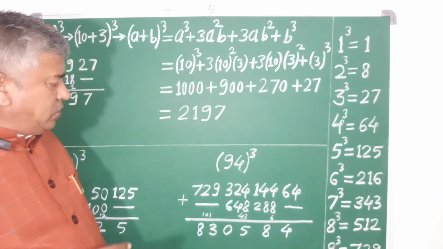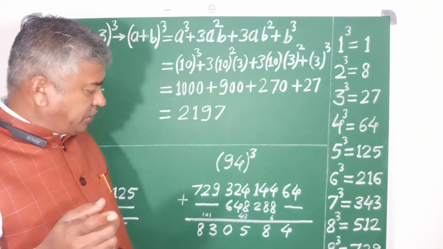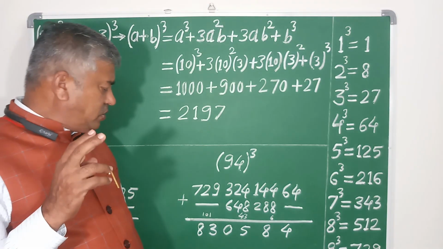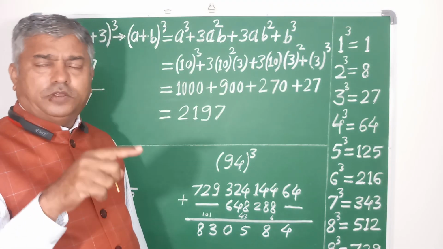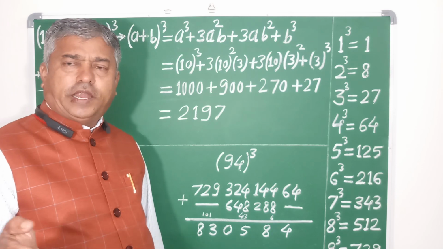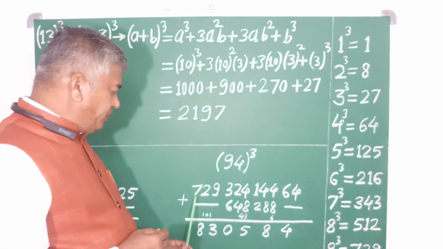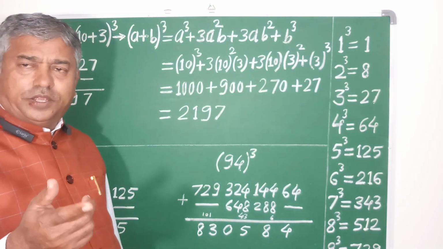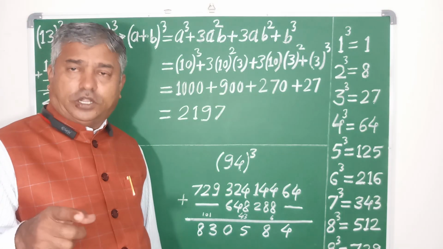Now here, 324 plus 648 plus 43. By adding all these, we are getting 1015. Among these, we have to put the unit digit 5 for the answer, and the remaining 101 should be carried out. That is, here by adding these two, 729 plus the carried thing, that is 101, we are getting 830.